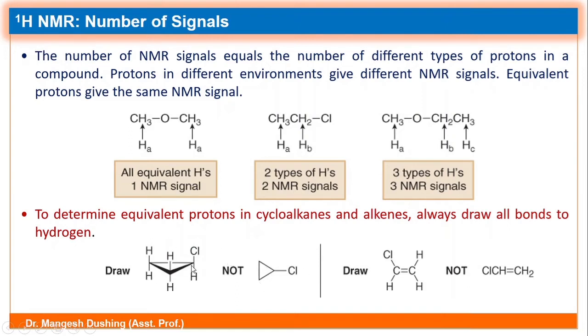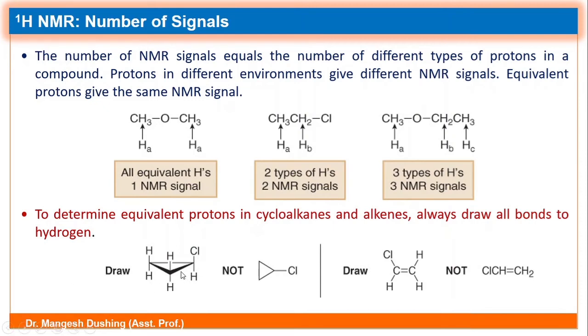But in these structures, see here, if you pass the plane through this carbon and the middle of the bond, then you will understand that these 2 protons are equivalent. These 2 protons have the same chemical environment: one side is chlorine, the other side is hydrogen. Here also one side is chlorine, the other side is hydrogen. So these 2 protons are equivalent and give one signal. Similarly for these 2 protons also. So these 2 protons give one signal, while this 1 proton gives one signal.